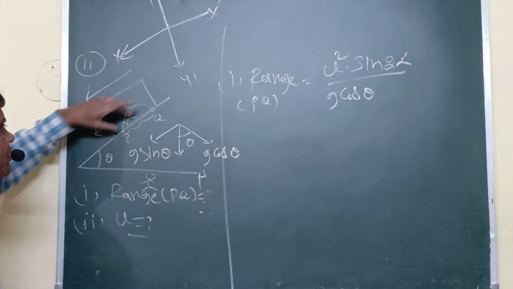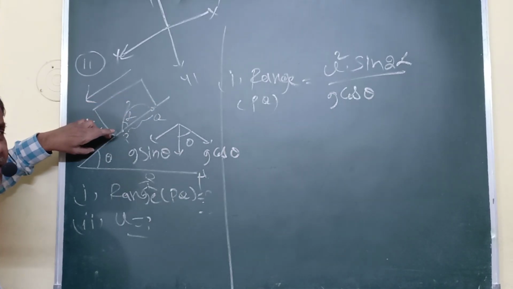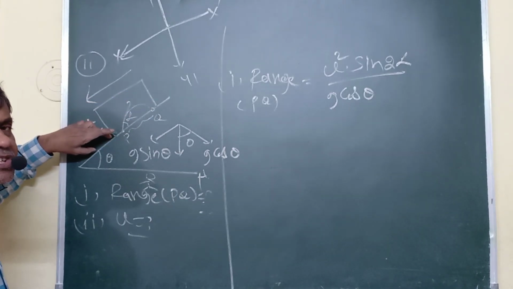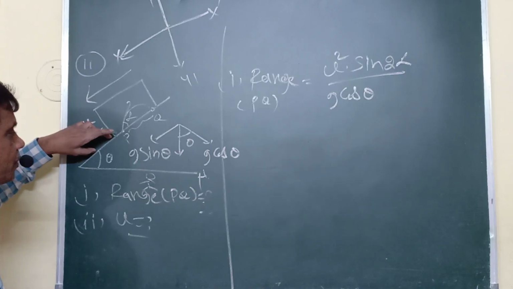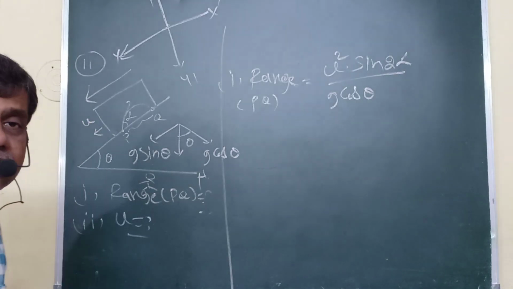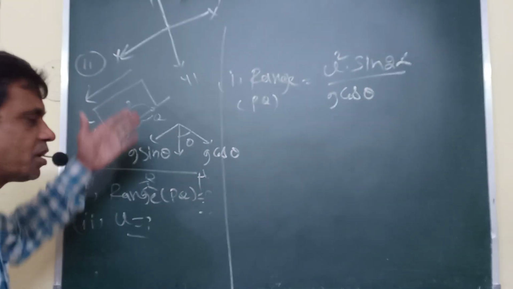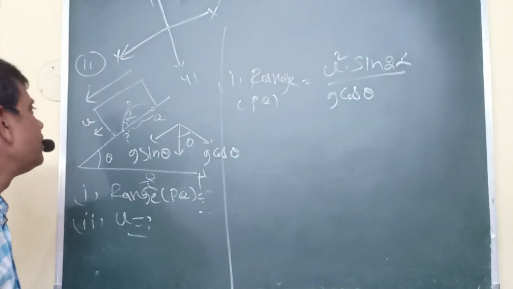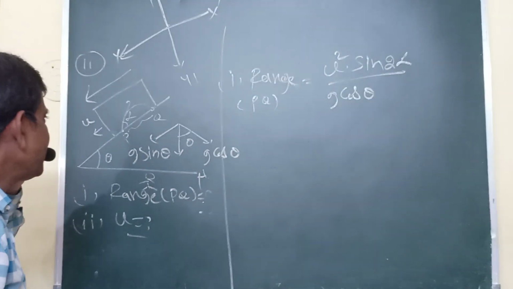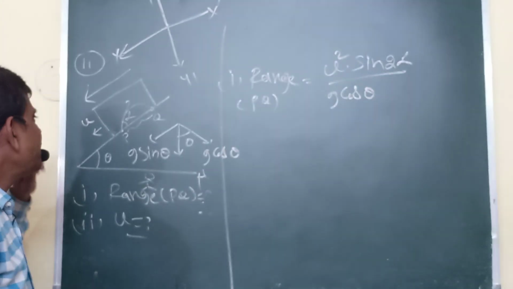At that time what happens? This displacement S1 is reversed, the same S1. S1 minus S1 is 0. Relative displacement is 0, so it appears to be at rest. Outside people think the ball is not projected. So first I am taking the range. Range completed.